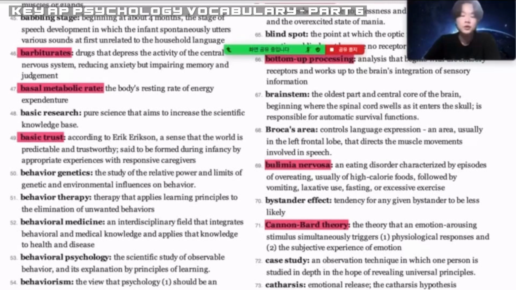As a continuation of last week's video, I'm going to talk about some key AP Psychology vocab terms that you must know for the upcoming AP Psychology exam. So let's get started with the word babbling stage.